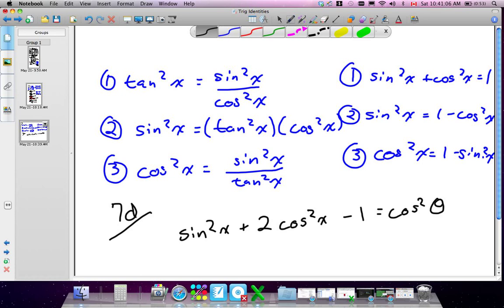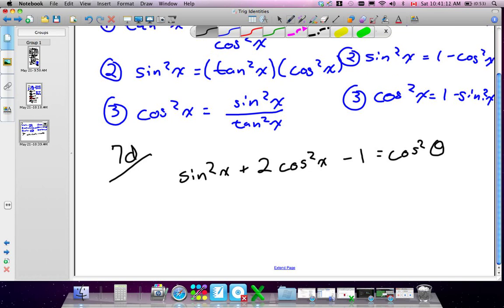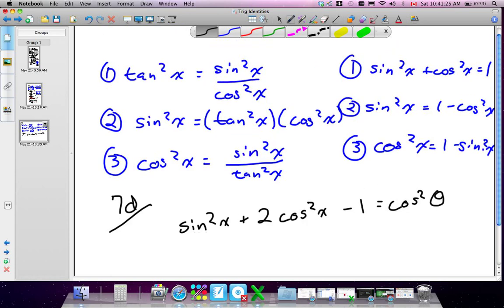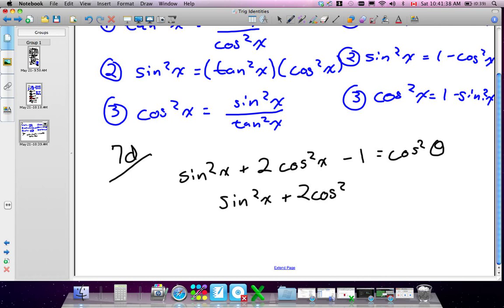From what I've got here, I have sine squared x plus 2 cos squared x minus 1 equals cos squared theta. Well, we know with the 1, we're always dealing with something that has to do with Pythagorean as soon as we have a 1. So first thing I'm going to do is move the 1 to the other side, see if I can make anything of it. So, sine squared x plus 2 cos squared is equal to cos squared x plus 1. That should have been x, not theta. I know it says theta in the question, but we're just going to change everything to x.